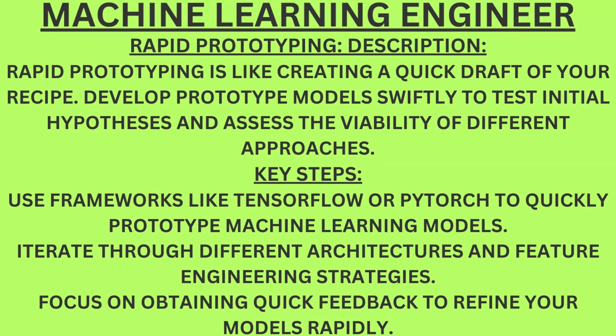Rapid prototyping. Description. Rapid prototyping is like creating a quick draft of your recipe. Develop prototype models swiftly to test initial hypotheses and assess the viability of different approaches. Key steps. Use frameworks like TensorFlow or PyTorch to quickly prototype machine learning models. Iterate through different architectures and feature engineering strategies. Focus on obtaining quick feedback to refine your models rapidly.